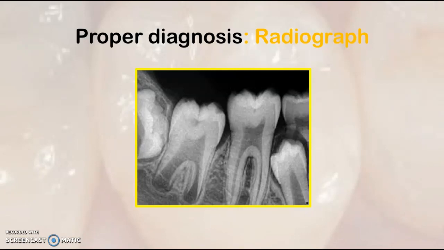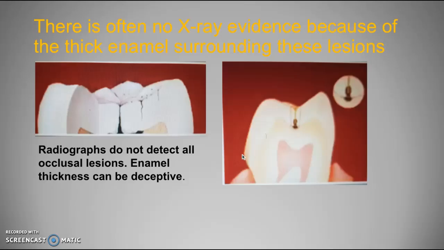So moving on to our next possible method of diagnosis, the real question is, is a radiograph an effective tool to detect carious lesions, non-cavitated carious lesions? There is often no X-ray evidence because of the thick enamel surrounding these lesions. Radiographs do not detect all occlusal lesions. Enamel thickness can be deceptive. So enamel is so thick around these lesions that the X-rays cannot penetrate through it and detect the underlying carious lesions.